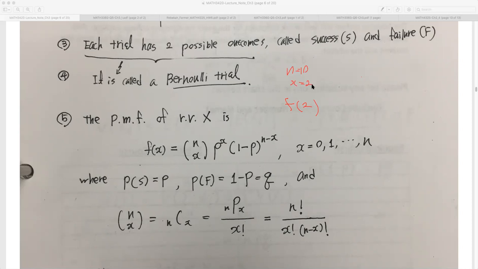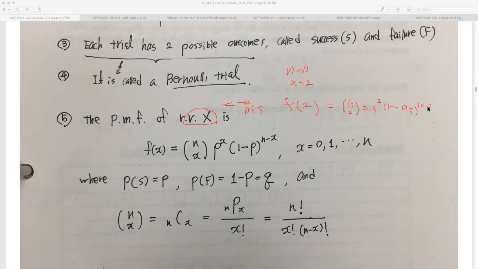Keep in mind these are Bernoulli trials, so random variable X means the number of successes. Let me say s, okay? So now f of 2 is equal to the combination 10 choose 2, and then p is 0.5, right? Because p in that example is the probability that you get a head. So 0.5 to the second power, and then (1 minus 0.5) to the power of 10 minus 2.